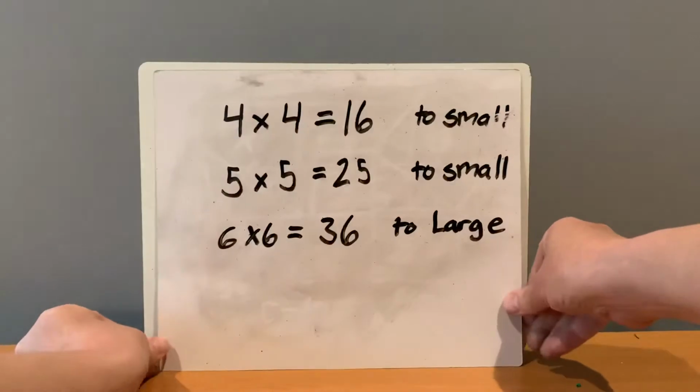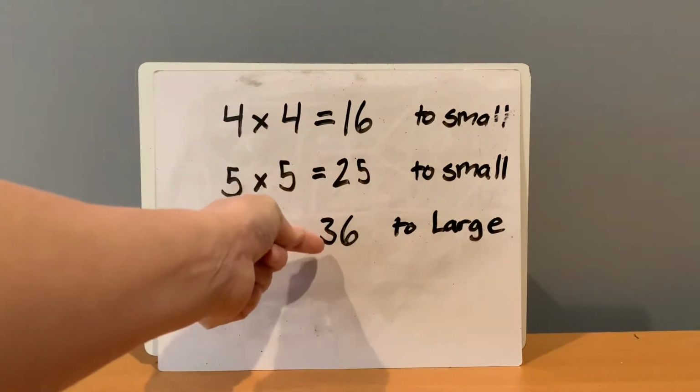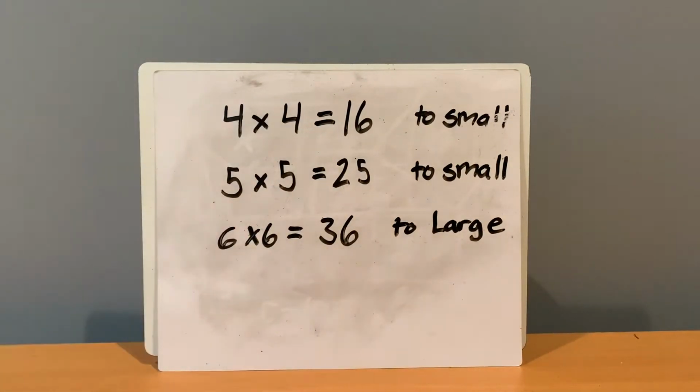So looking at these numbers, we see that 4 times 4 equals 16. 4 is too small. 5 times 5 equals 25. 25 is too small. 5 is too small. 6 times 6 equals 36. 6 is too large. Since 30 is between 25 and 36, we know that the number will be between 5 and 6 for its square root.